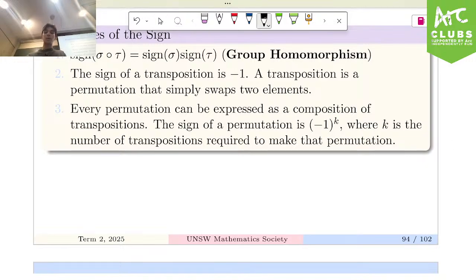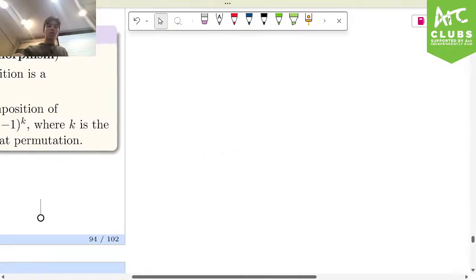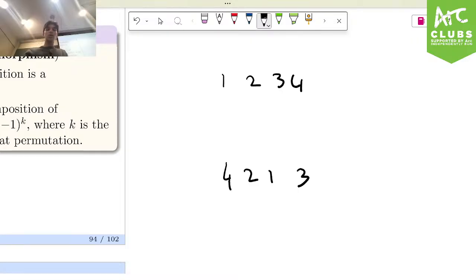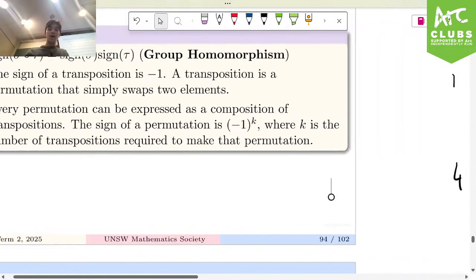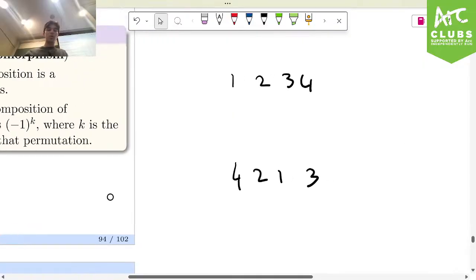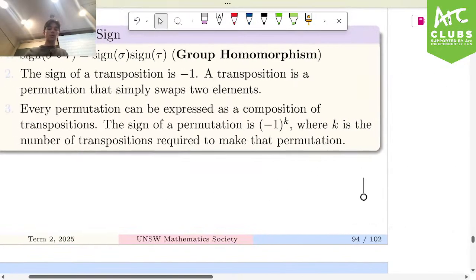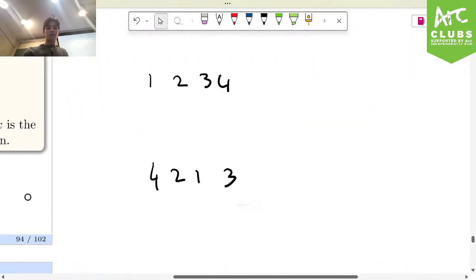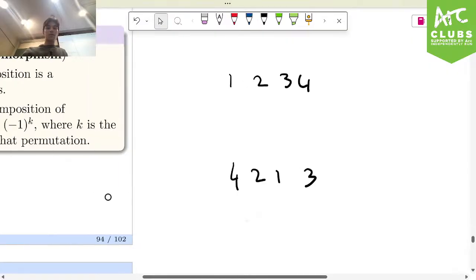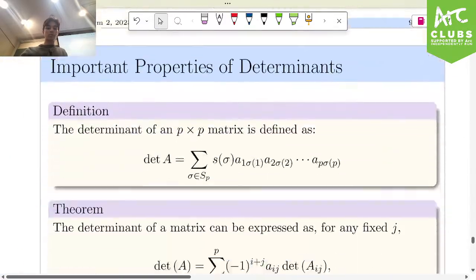The sign of a permutation is -1 to the k, where k is the number of transpositions required to make that permutation. So that should hopefully make sense, right? Given any permutation, you can reach that permutation by combining a bunch of swaps of pairs of elements, right? And the sign, as described before, is just -1 to the power of the number of inversions or the number of swaps required.